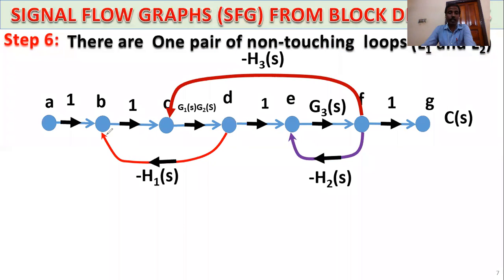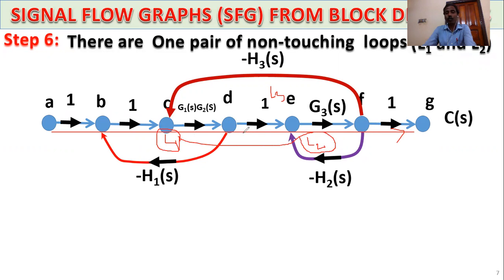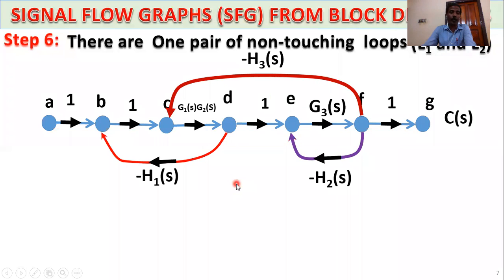So what is a non-touching loop? This is the forward path. In this forward path, this is loop number 1, this is loop number 2, and this is loop number 3. And in this case, loop L1 and loop L2 are non-touching loops. So calculate the non-touching loop gains.